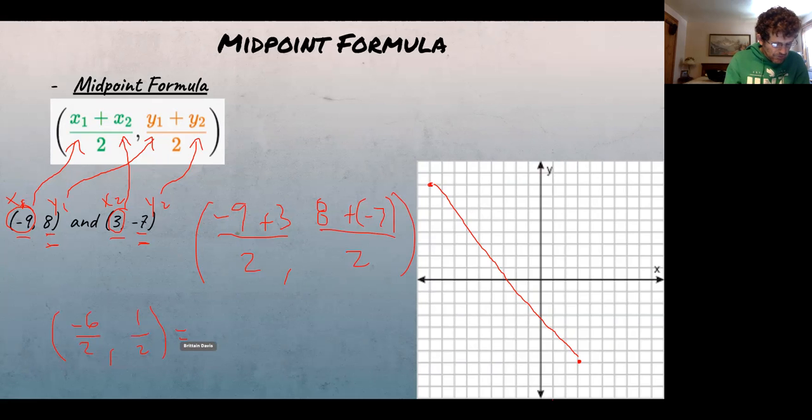So now I can do -6 divided by 2, which is -3, and the midpoint is -3, 1/2. So let's see if that makes sense. -3, 1/2. It's that point right there. And now just visually looking at it, we could agree, yeah, that looks like it's about the middle. And I drew my line well enough that it seems to be in the right spot.